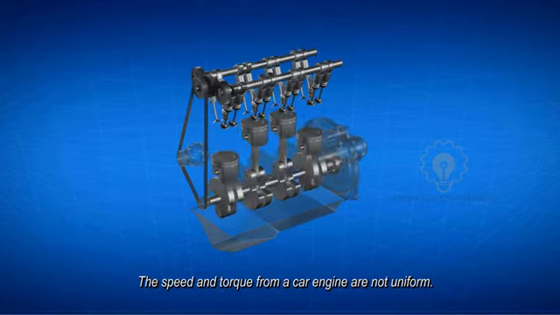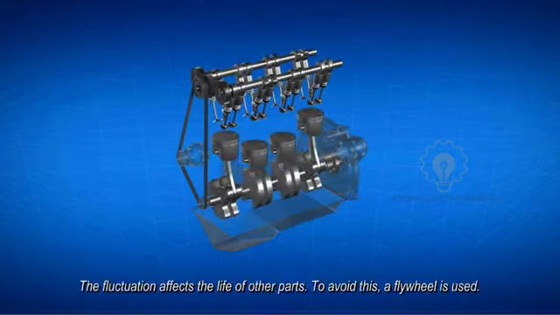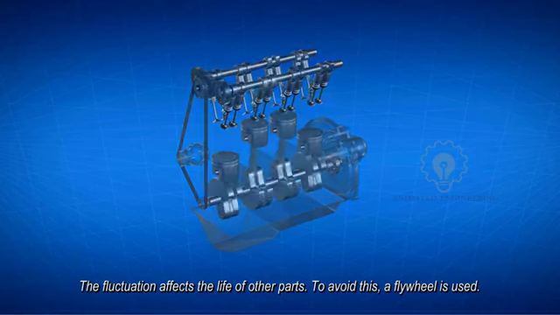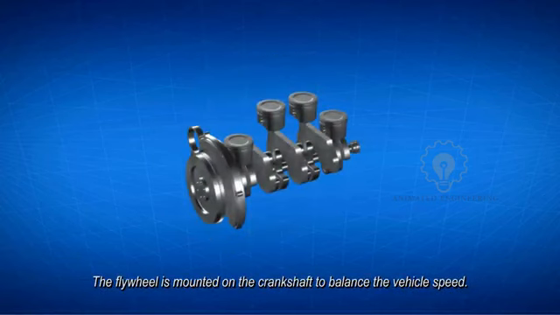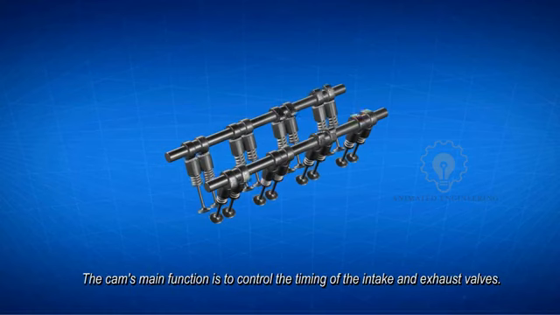The speed and torque from a car engine are not uniform. The fluctuation affects the life of other parts. To avoid this, a flywheel is used. The flywheel is mounted on the crankshaft to balance the vehicle speed. Cam and camshaft. Cam is an egg-shaped round steel plate attached to the camshaft. The cam's main function is to control the timing of the intake and exhaust valves.